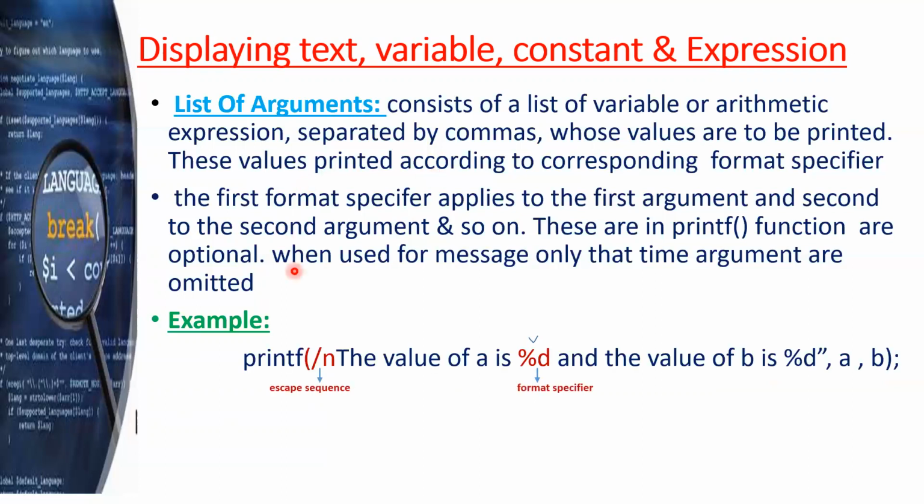like printf, small bracket, \n. Okay, how to write it? Printf means that you want to display something on the screen. Small bracket, \n is the escape sequence. The value of a is a text, %d is the format specifier, and the value of b is another text, b is a variable, and %d is the second specifier.